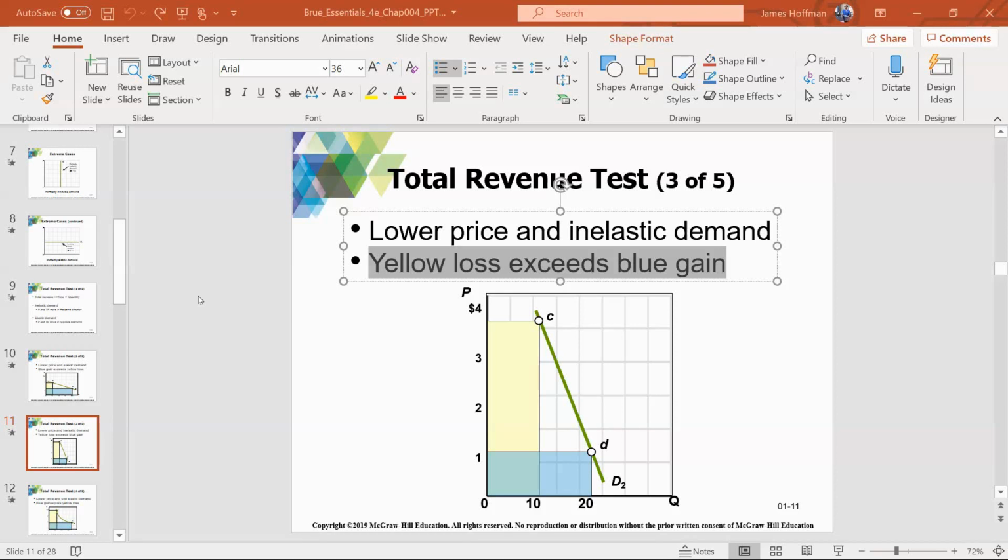Alright, so the first one was: if you're operating in the elastic region of the demand curve, the firm should lower price to increase revenue, and if you're operating in the inelastic region of the demand curve, the manager should increase price to increase revenue. See how it moves in the opposite direction? It all has to do with the responsiveness of the customers. It doesn't only depend on the good or service, it depends on where you currently are on the demand curve.